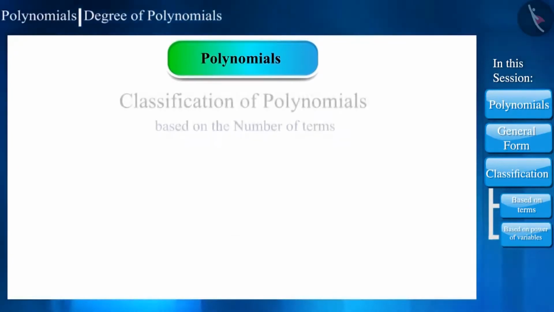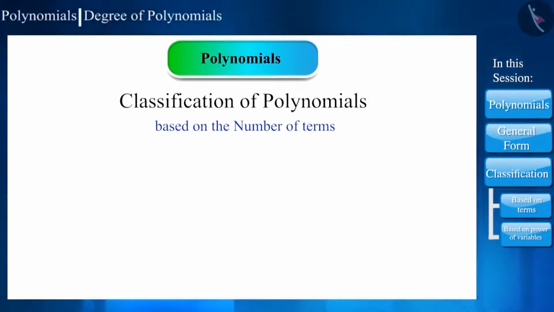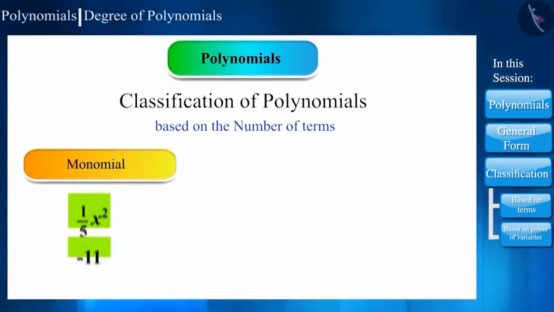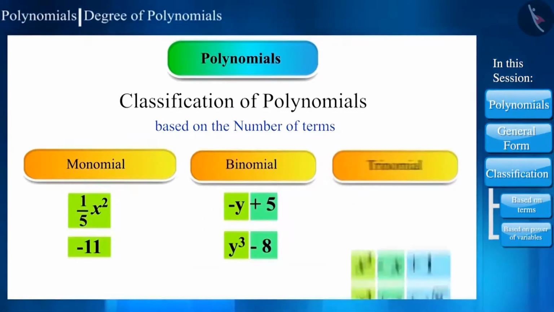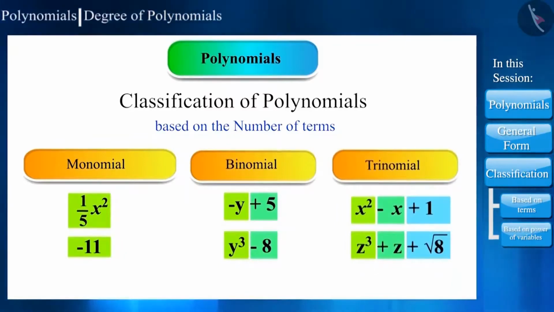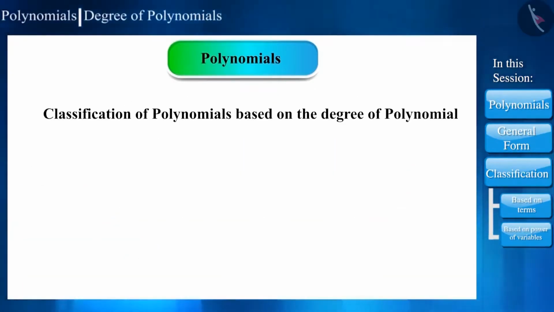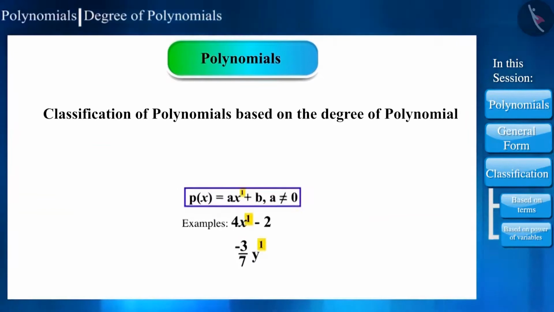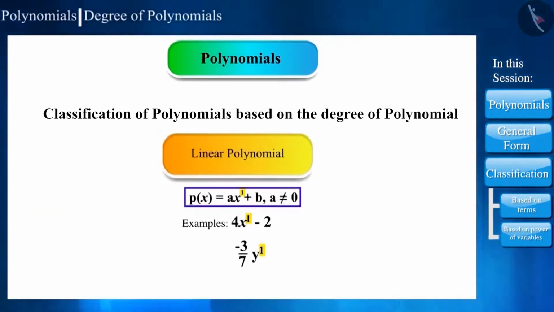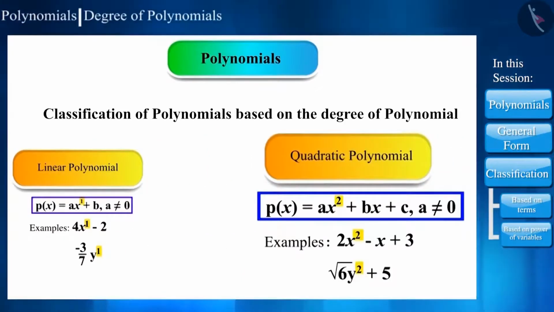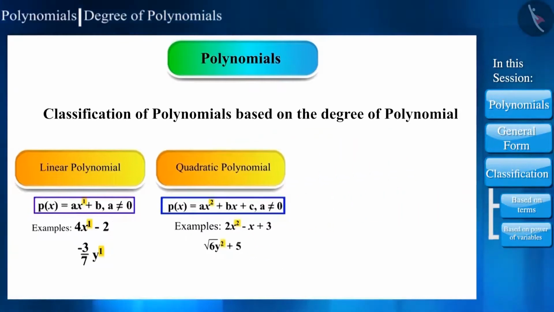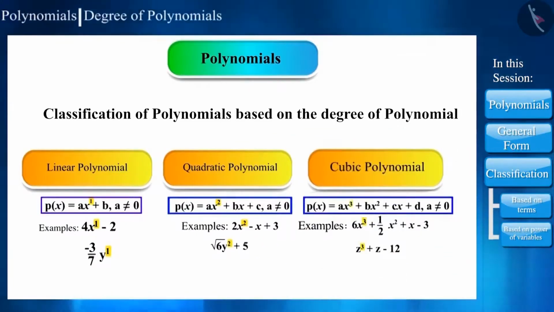Polynomials are also classified based on the number of terms present in the polynomials, such as monomial, binomial, trinomial, etc. Similarly, polynomials are classified based on the degree of the polynomial. Polynomials having degree 1 are called linear polynomials. Polynomials having degree 2 are called quadratic polynomials, and polynomials having degree 3 are called cubic polynomials.